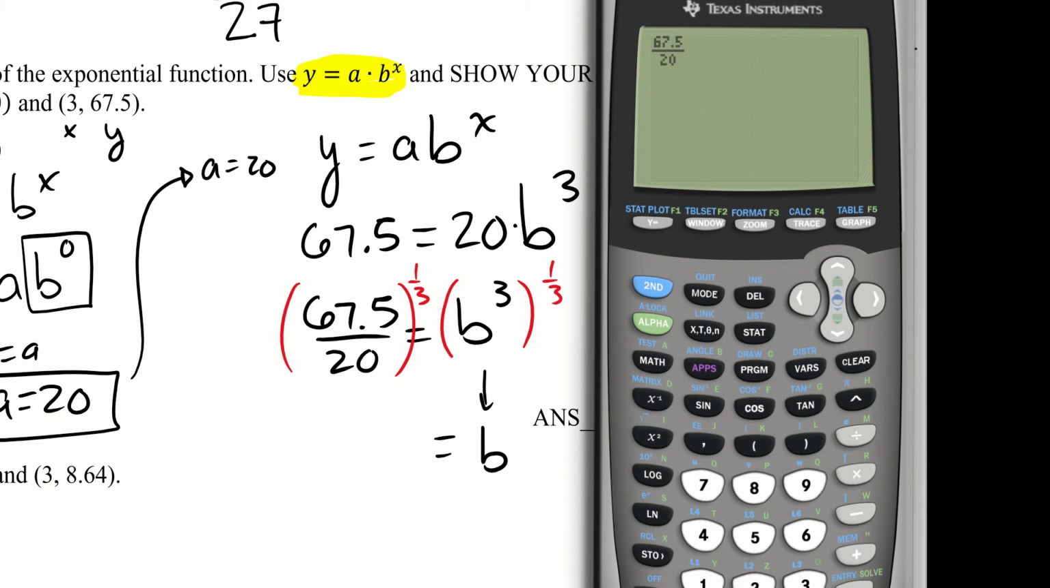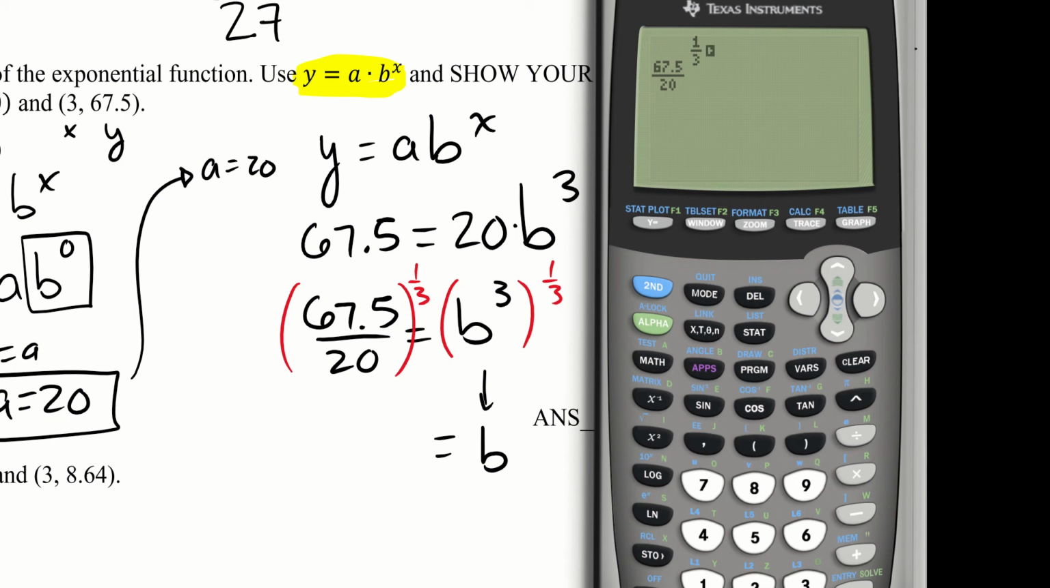And then I'm going to take this and raise it to the power of, and I'm going to use my fraction template again. I'm going to raise it to the power of 1 over 3. So that looks really great, right? And actually, I don't need the parentheses here because I left my fraction completely.